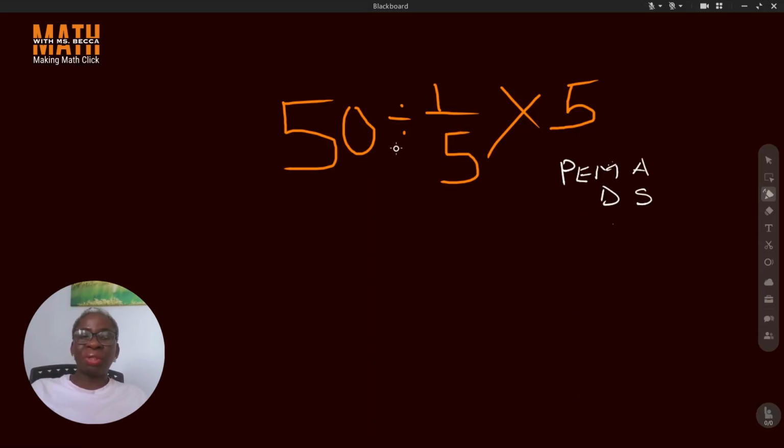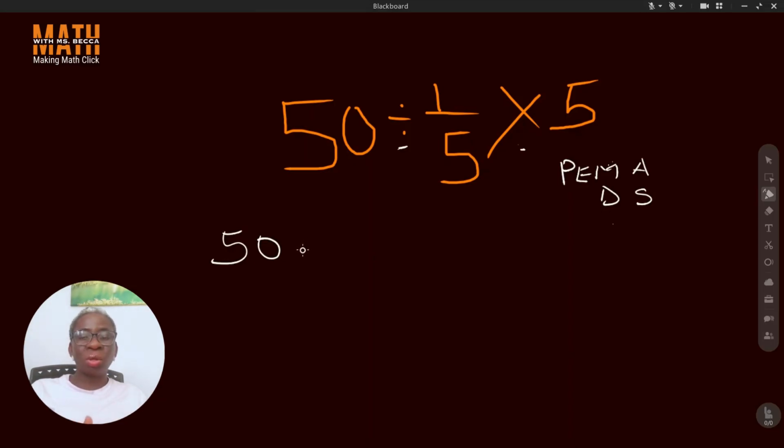Here now we're having division first. That means we have to perform that operation, we have to divide before we multiply. If multiplication appears first, then we have to multiply before we divide. So now we'll be having 50 divided by 1 over 5.